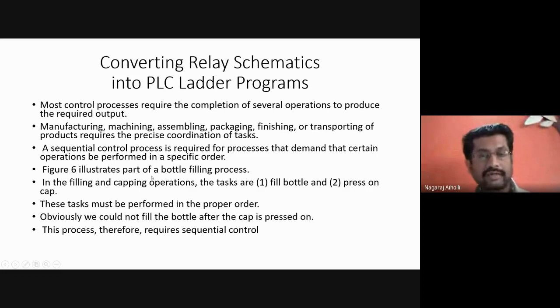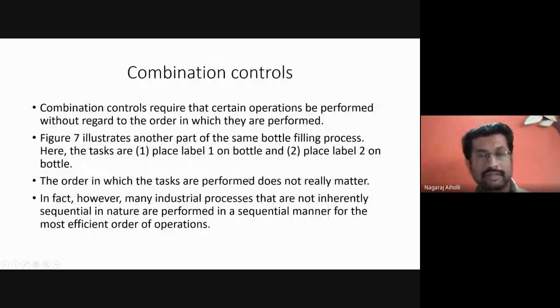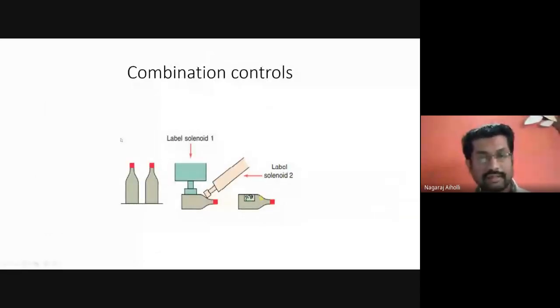The next figure illustrates parts of a bottle filling process. The bottle filling process is illustrated in the next diagram. As we can see in this figure, these are the bottles that are moving on the conveyor belt. Then as it comes to the required position of solenoid valve 1, there is labeling. It does the labeling on the bottle. That is the first label, called label 1.